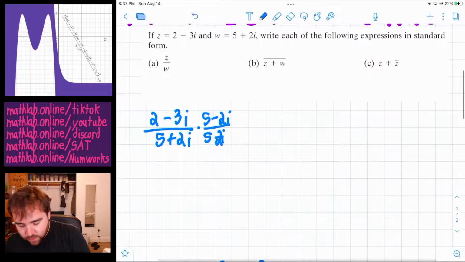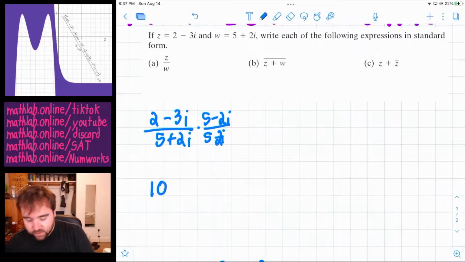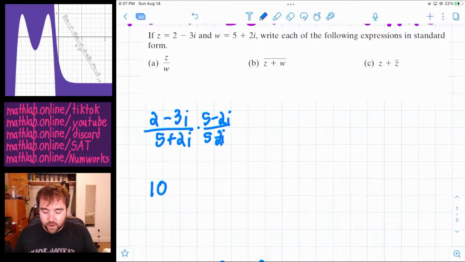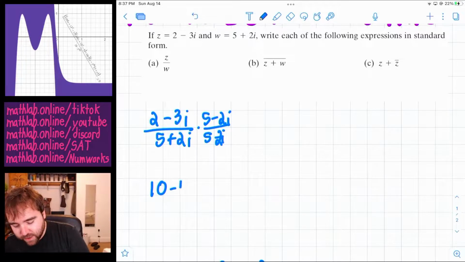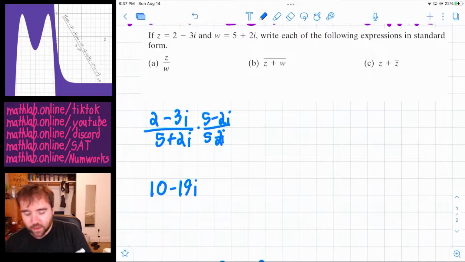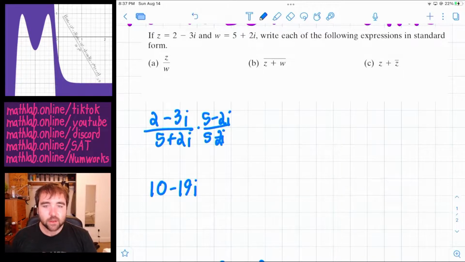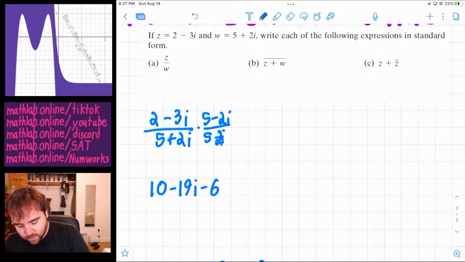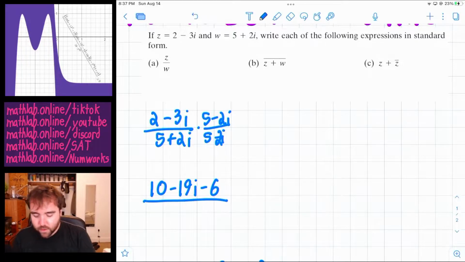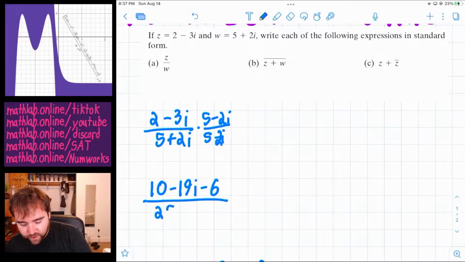So on the top, we get 10 and then minus 4i minus 15i. So minus 19i. And negative 3i times negative 2i. So plus 6i squared, but i squared is negative 1. So minus 6. Over 5 times 5, 25.